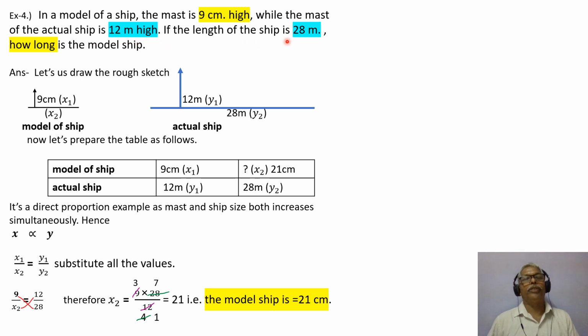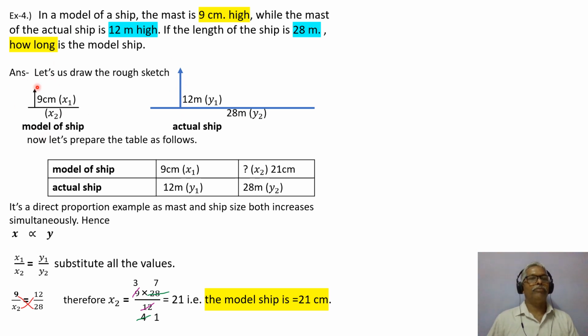If the length of the ship is 28 meters, how long is the model ship? Now, generally, when a big ship is manufactured, a small model having the same dimensions is prepared and given to the customer. The length, breadth and everything are the same, the dimensions are in proportion.